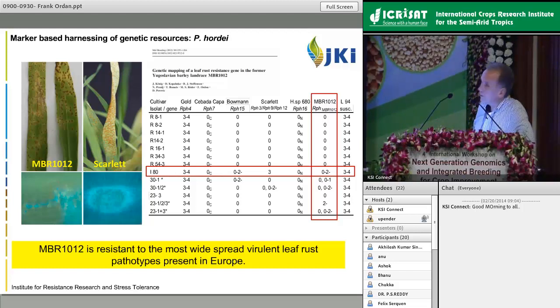And on the worldwide level, one of the most important barley pathogens is leaf rust. And with the exception of RPH7, RPH15, and RPH16, all the resistance genes known so far have been overcome by several isolates. So a long time ago, we started a screening program and identified a Serbian landrace called MBR1012, which turned out to be resistant against the most aggressive strain of leaf rust known in Europe.